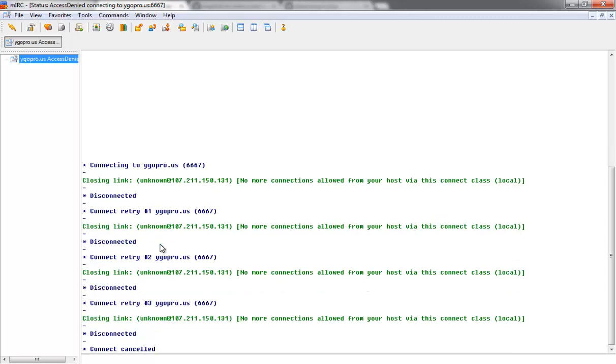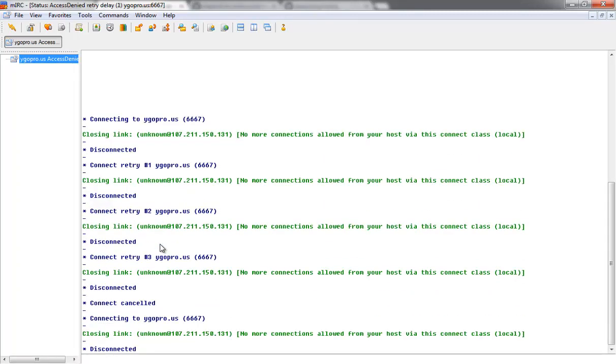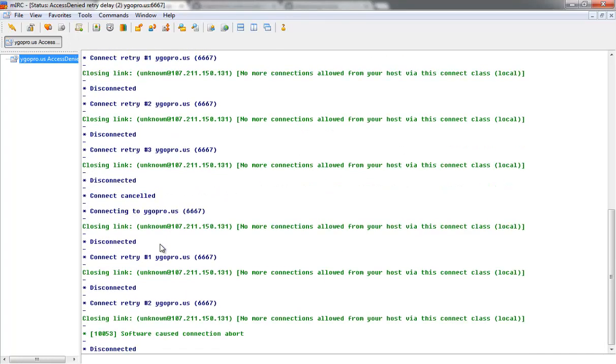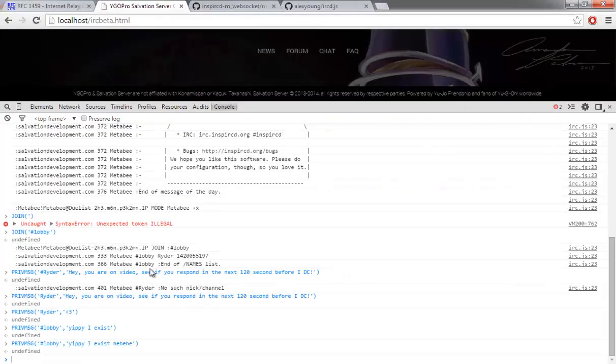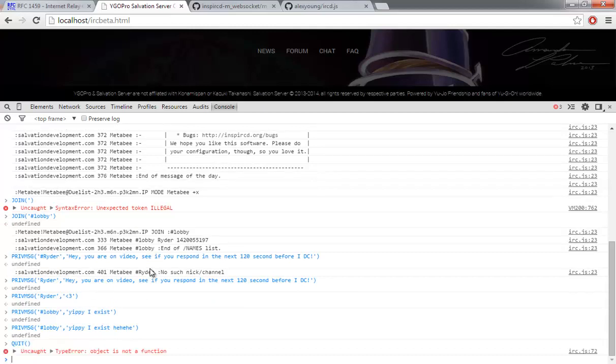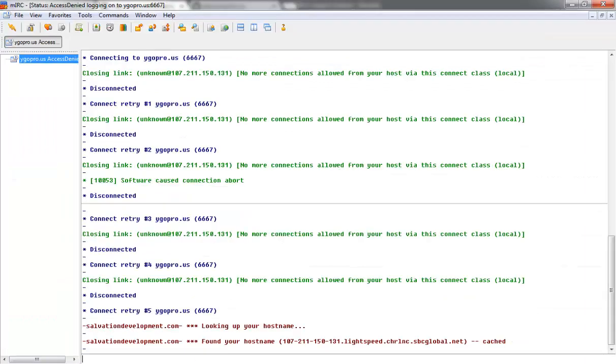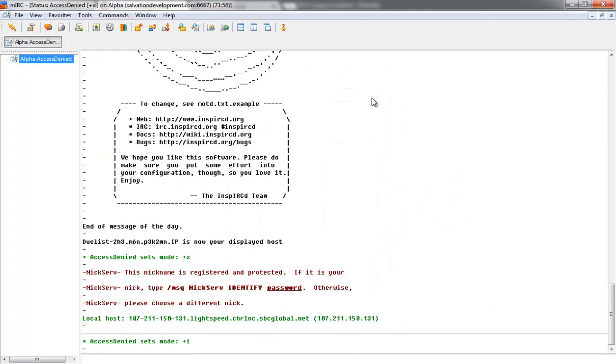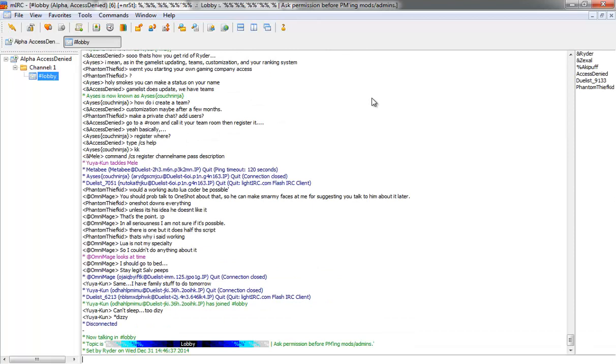Yeah, that's the other problem that they're currently working on, is that only one person can be connected to the server at a time. So I'm going to do the quit command. I think it works now. Just go connect. Yeah, there we go. I'm out of IRC.